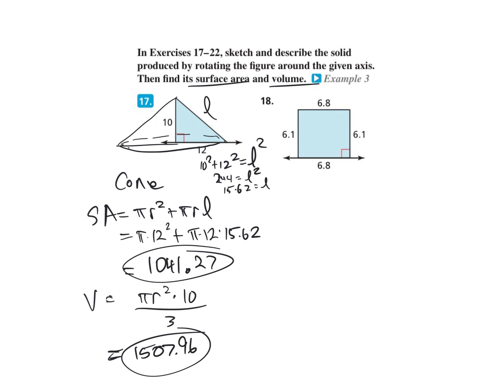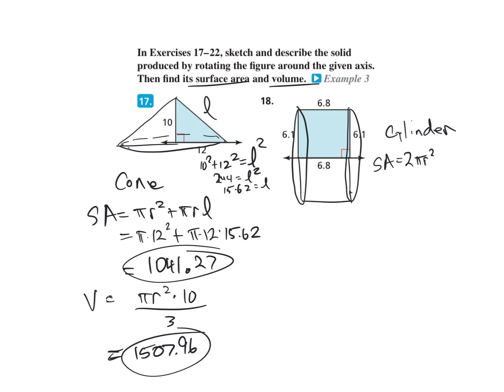All right, number 18. Again, if you just copy the picture on the other side of the axis and then draw ellipses, you get your cylinder. So now we need the surface area of a cylinder. You have two bases, so you have two areas of a circle, the top and the bottom. And then we're going to do the area of the side. If you cut it in half and lay it flat, you're going to get a long rectangle.